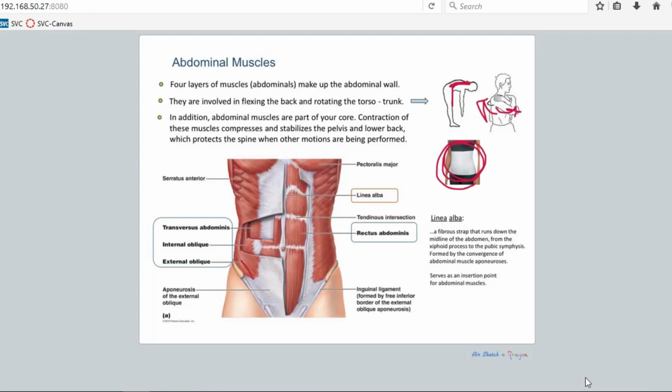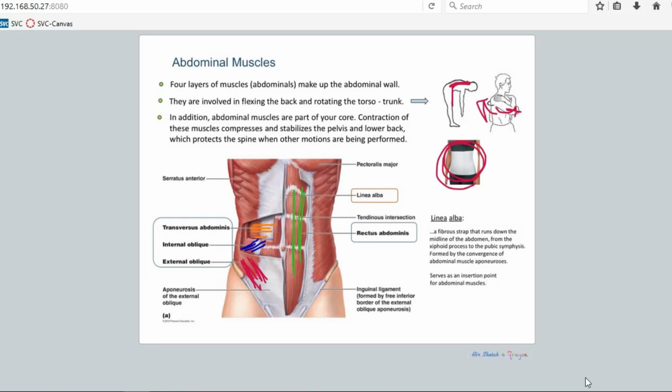We have the external abdominal oblique. Then we have the internal abdominal oblique underneath that. Then we have the rectus abdominis underneath that. And then finally, the most deep, we have the transversus abdominis. So 4 different layers of abdominal muscles.